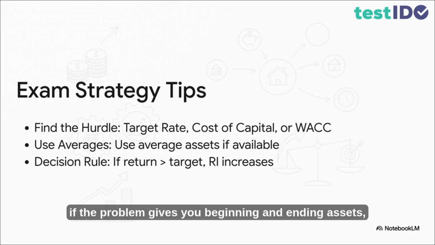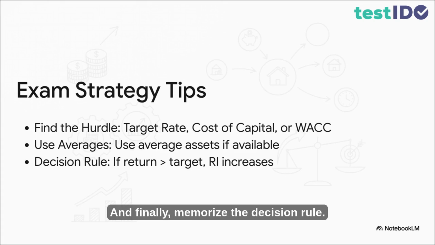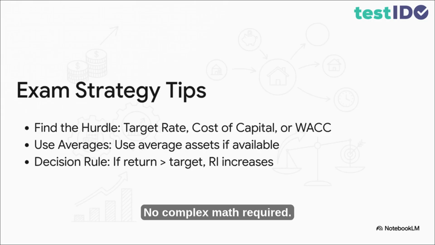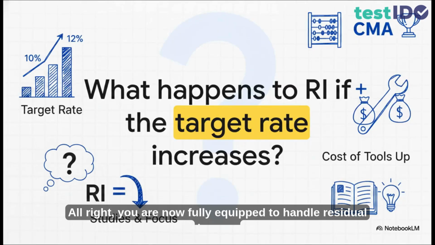Just like with ROI, if the problem gives you beginning and ending assets, you've got to average them out before multiplying. And finally, memorize the decision rule. If a project's return percentage is strictly higher than the target rate percentage, residual income will absolutely always increase. No complex math required. All right, you are now fully equipped to handle residual income like an absolute pro.